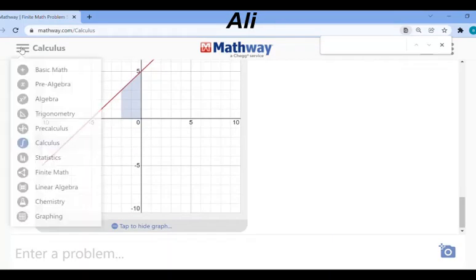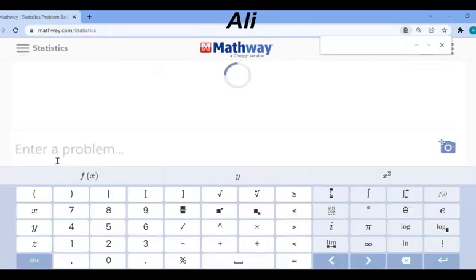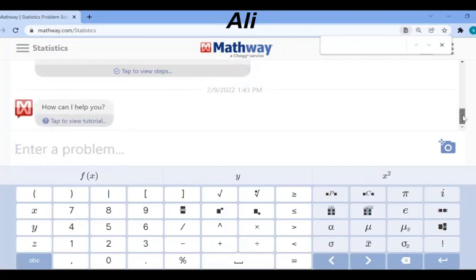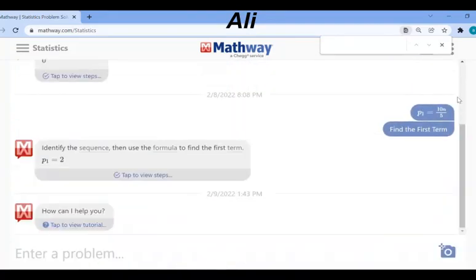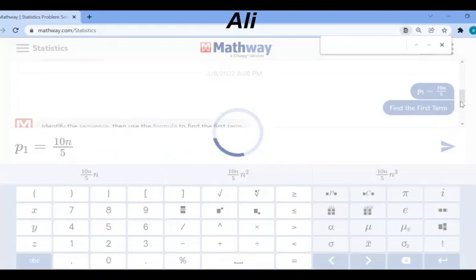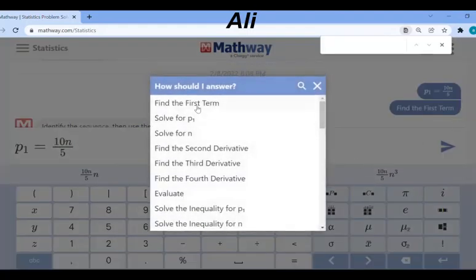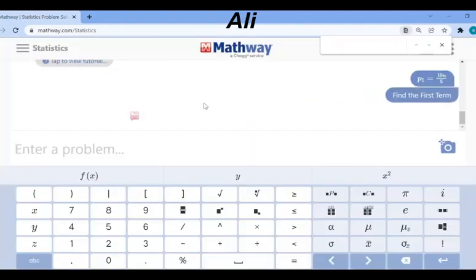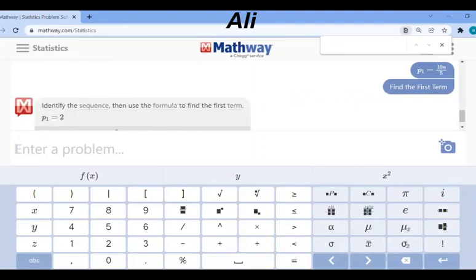Next up is the statistics section. We can type up an example. P1 equals 10n over 5, and we're gonna say find the first term, and the answer is 2.